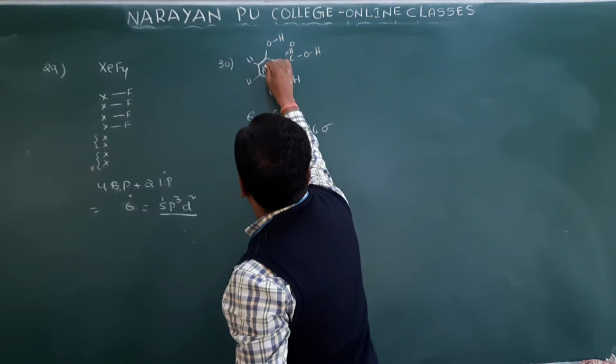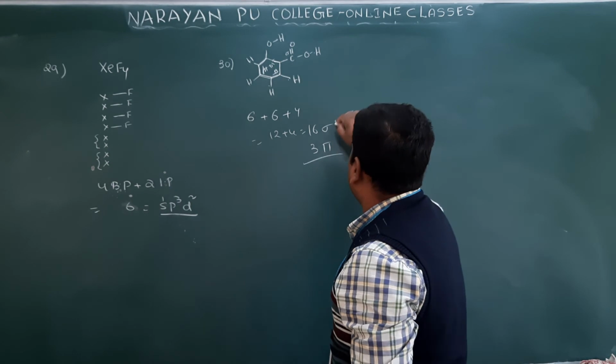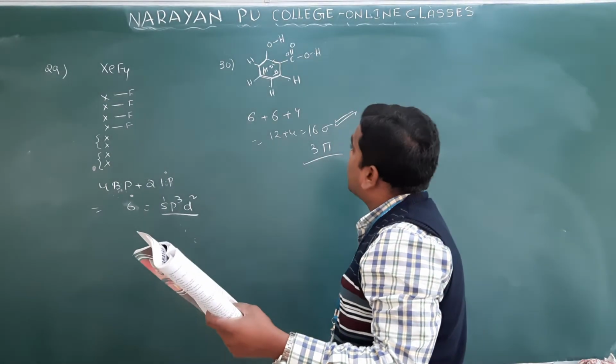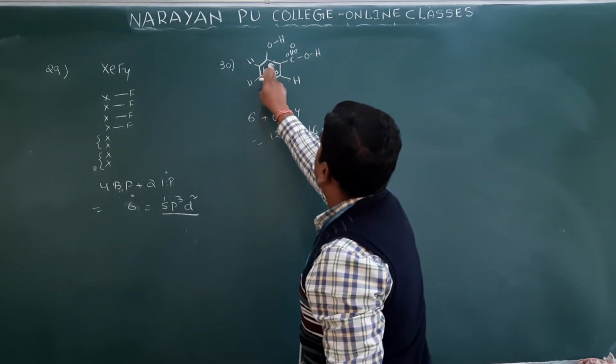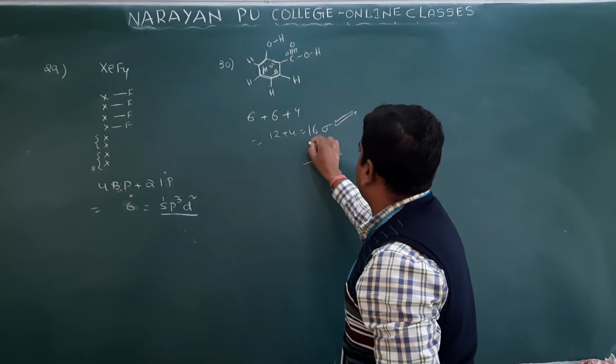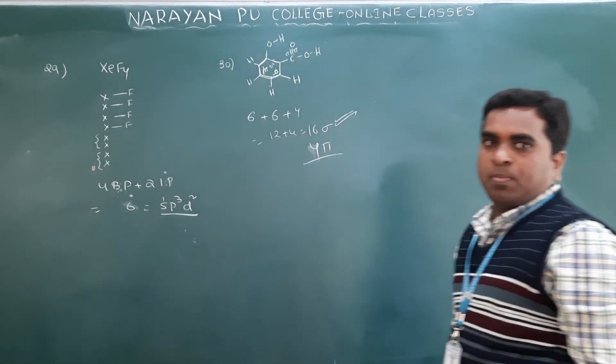And here this is a pi bond, pi and pi and pi. So there are 3 pi bonds. Total 16 sigma bonds, and this is one more pi bond. This is one pi bond. 1, 2, 3, and 4. Total how many bonds are there? 16 sigma bonds and 4 pi bonds.